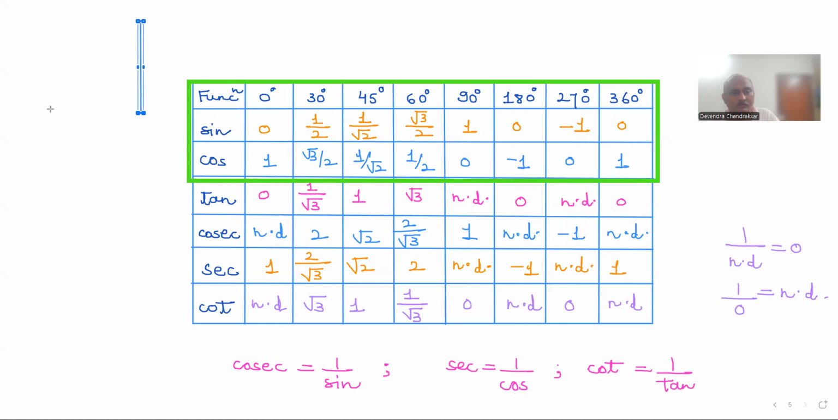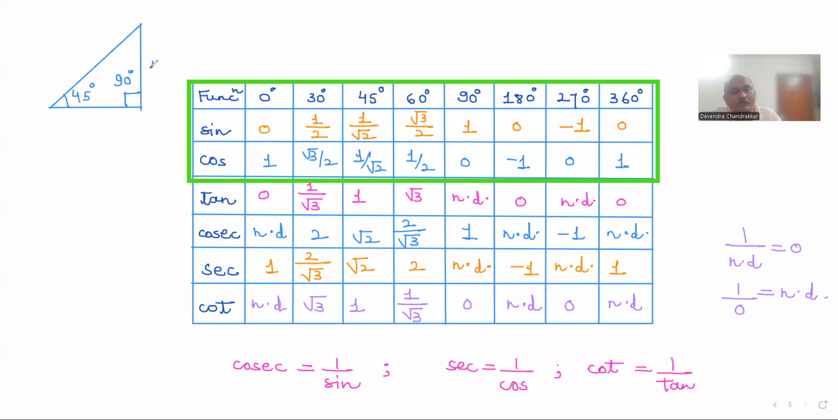Draw a triangle which has its angles as 45, 45 and 90. This is 45 degrees. This is 90 degrees. Right? 45, 90 and 45.